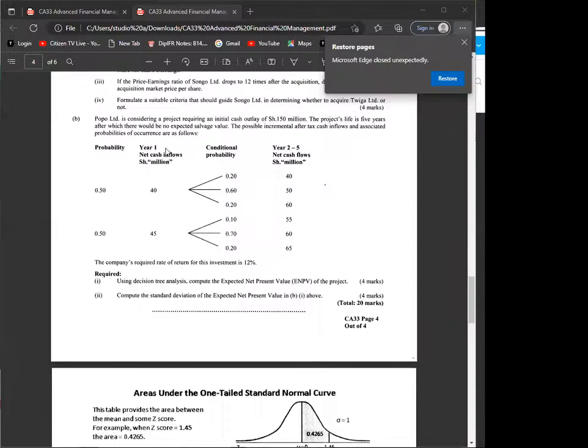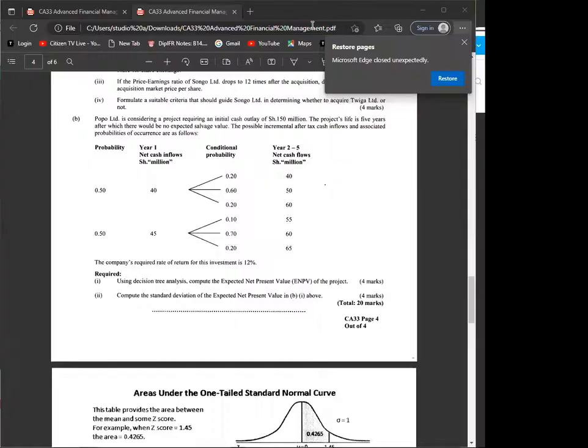So in this case, we are told the probability for year 1. You could either get 40 or 45. You're not so sure, right? With what probabilities? You can see the probabilities for year 1 are given here, 0.5 and 0.5. Great. And then now we go to year 2 cash flows.